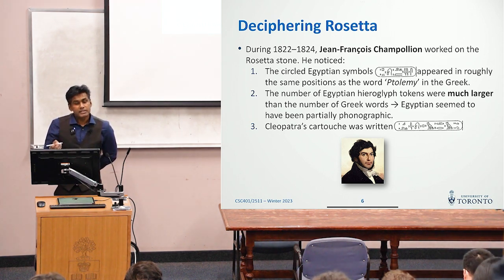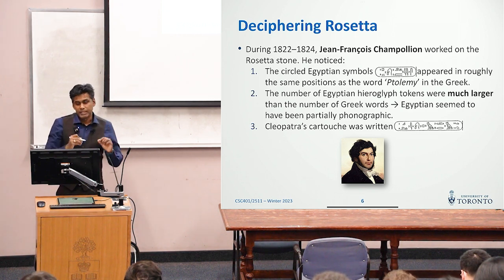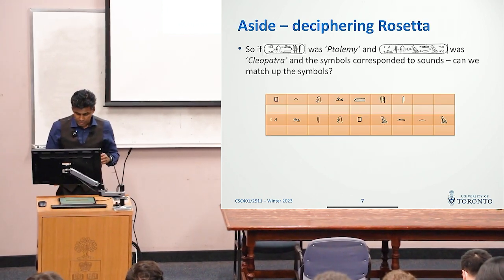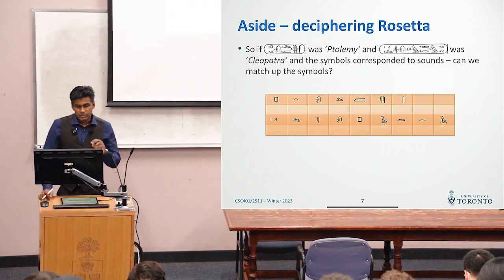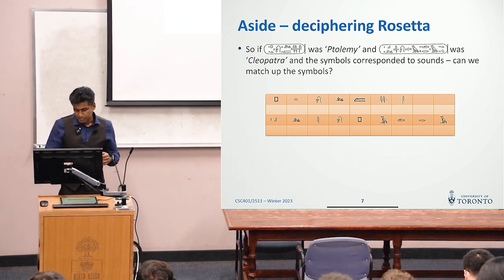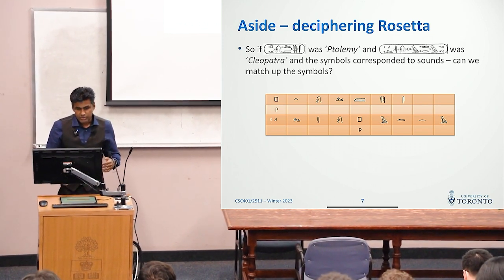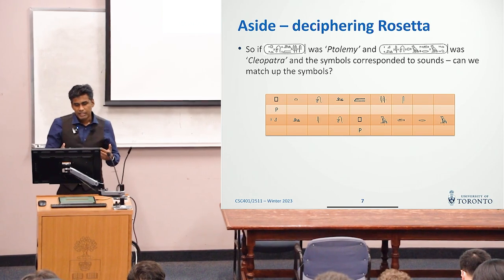To test his hypothesis, he gathered the cartouches of other famous Ptolemaic rulers, for example, Cleopatra. Then he aligned them up, and from the alignment of those cartouches, he started deciphering what each of the symbols meant. For example, for the cartouches of Ptolemy and Cleopatra, he knew how the names are pronounced, and he lined up the names and then proceeded to see that maybe this rectangular symbol is pronounced like P, and so on.